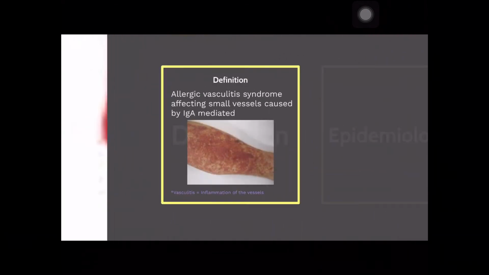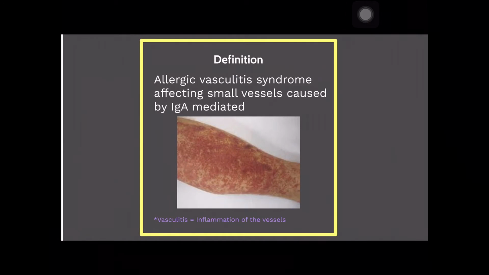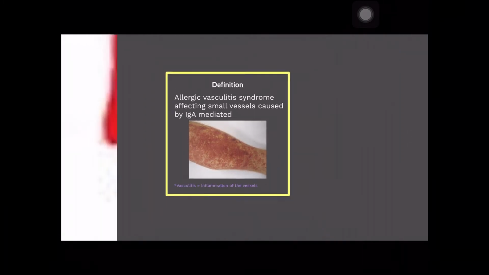It is vasculitis of unknown etiology characterized by the inflammation of small vessels associated with leukocyte infiltration of tissue, hemorrhage, and ischemia. The immune complexes associated with Henoch-Schönlein purpura are mainly composed of IgA. It usually has preceding upper respiratory tract infection.